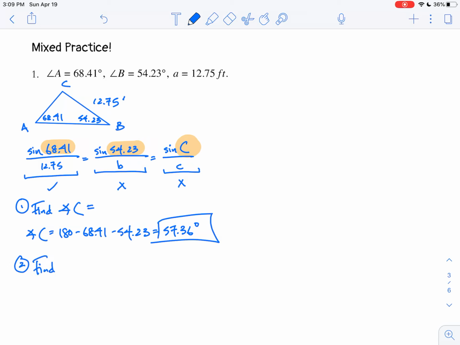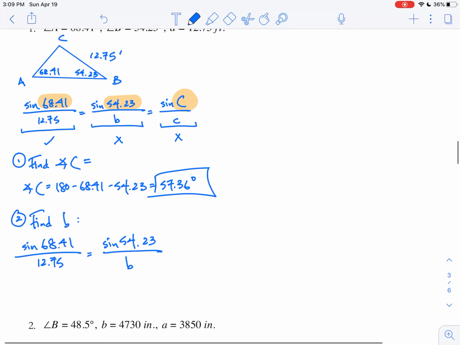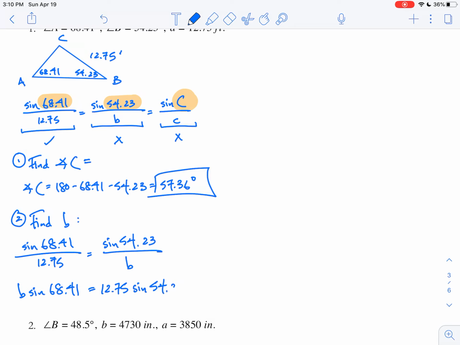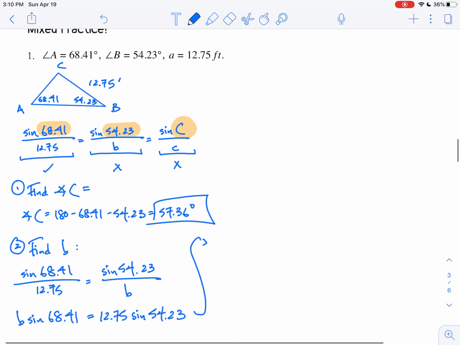Okay, so I'm going to find little b. So to find little b, I'm going to use my law of sines. So sine of 68.41 over 12.75 equals sine of 54.23 over little b. I'm going to cross multiply. b sine 68.41 equals 12.75 sine 54.23. And I'm going to go ahead and divide.